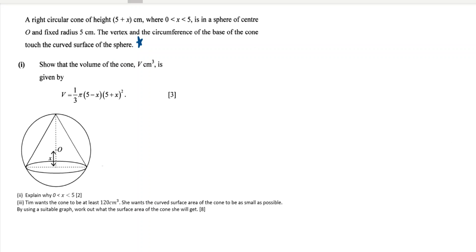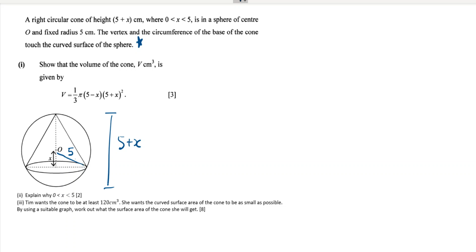This is the one that involves graphing, which similarly came out in the 2018 O-level paper before. It says that a right circular cone of height 5 plus x is in a sphere of center O and radius 5. Once you have this kind of information, it is best to always label. Now, when you see a sphere, the most important thing to know is that any point from the center to the circumference is called the radius, and the radius is 5.